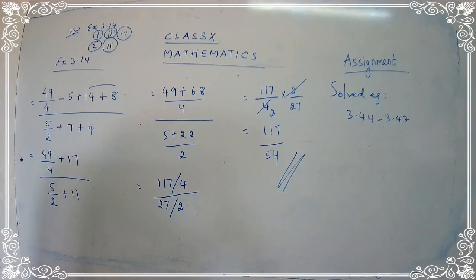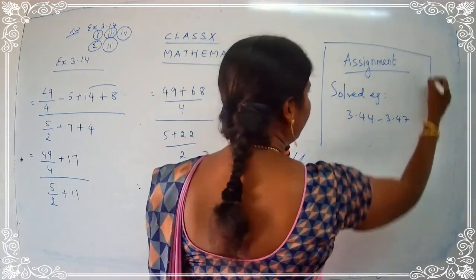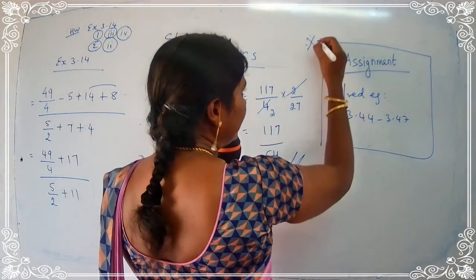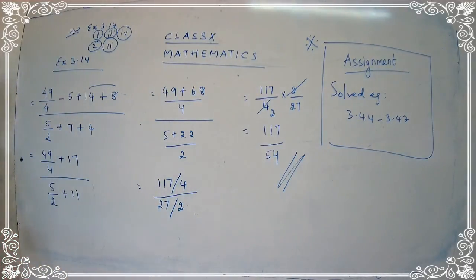Then 3.46 you have 2 subparts. 3.47 you have 3 subparts. So you are going to follow all. Maybe the numbers look small, but you have many subparts inside the sums. So you have to complete 1, 2, 3, 4 sums for your assignment. I hope you have taken down your assignment, children. So just complete your assignments and keep it ready. And once it is asked, you have to submit your assignment.